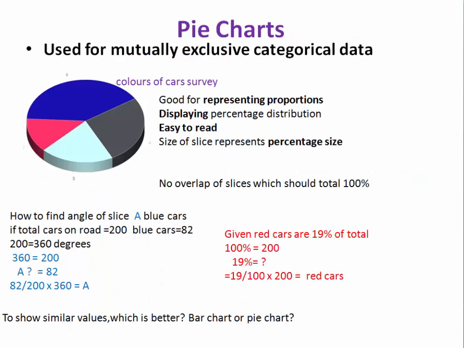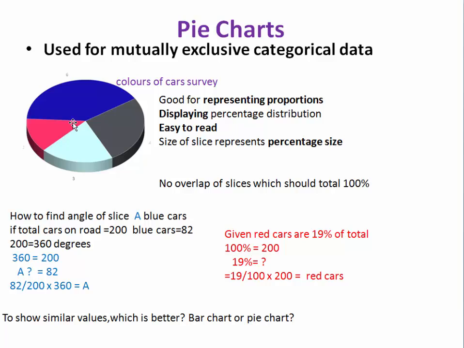Here we've got the same information in the form of a pie chart, where the colours represent the colours of the cars counted. It's good for representing proportions, displaying percentage distribution. It's easy to read, and the size of the slice, say here the white cars, represents the percentage size, so it's visually quite good. We can see at a glance the percentage distribution.